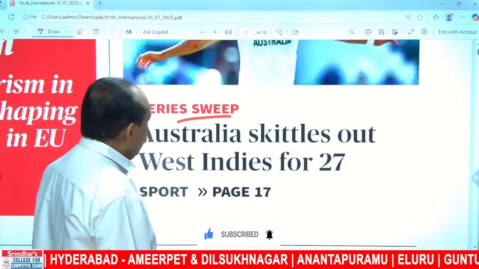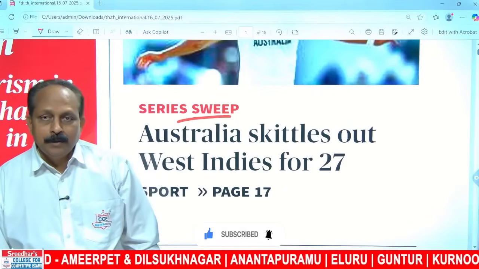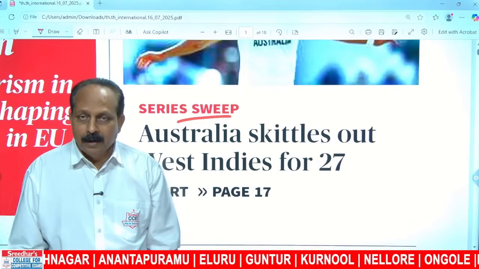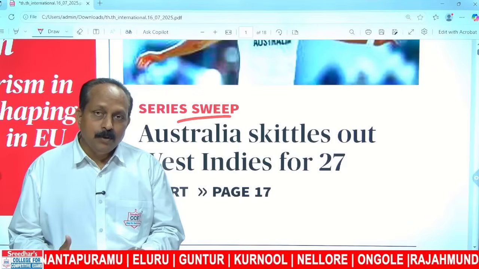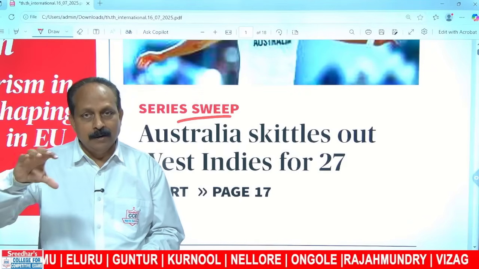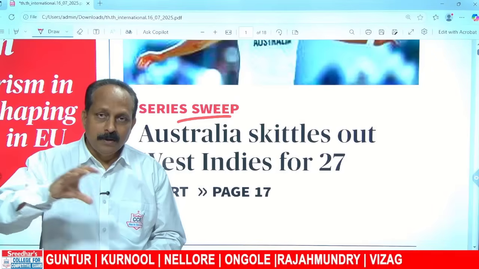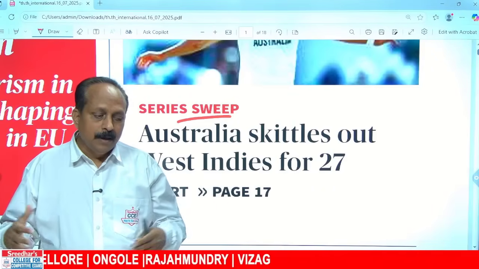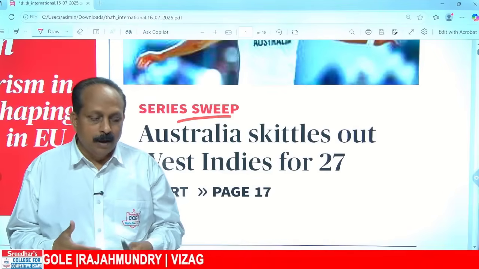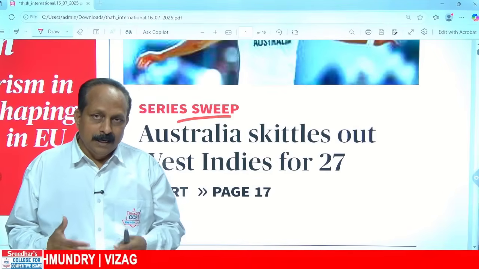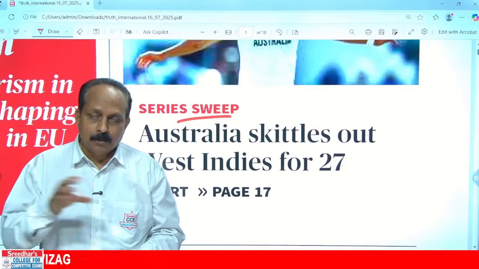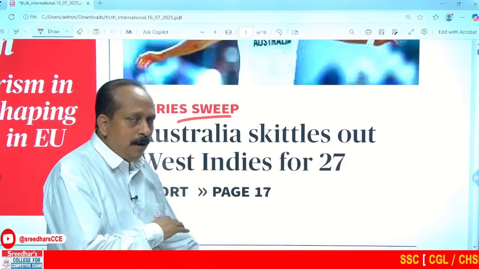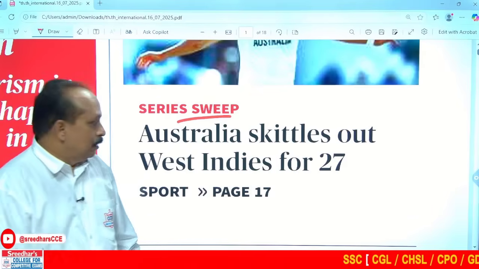There is one important word, sweep. Generally, sweep means what? We take a broomstick, we clean the room, we sweep the floor. That is one meaning. But when you read the newspapers, you come across sometimes headline, sweeping changes, sweeping reforms. There, what does it mean? On a large scale, with immense consequences or impact, large scale, it is known as sweeping changes, sweeping reforms. In this context, series sweep means completely winning the series.